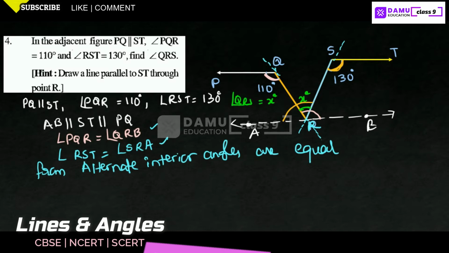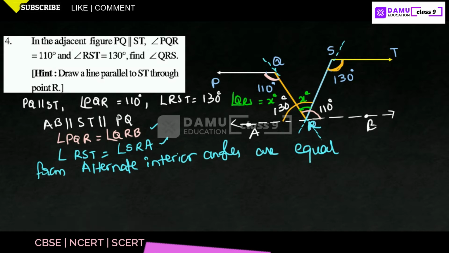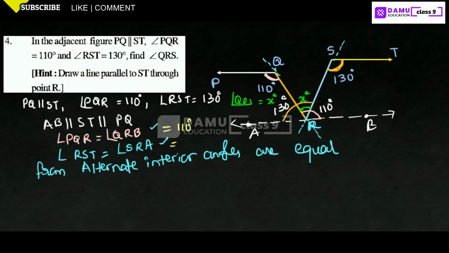Next, let's take this as 130 degrees. This angle is 110 degrees. So from alternate interior angles, these angles will be equal to angle PQR. Angle PQR will be equal to 110 degrees, and angle SRA is equal to 130 degrees. So this is the angle.